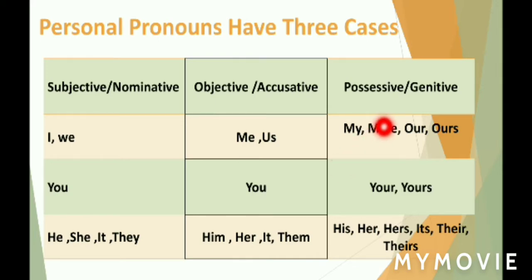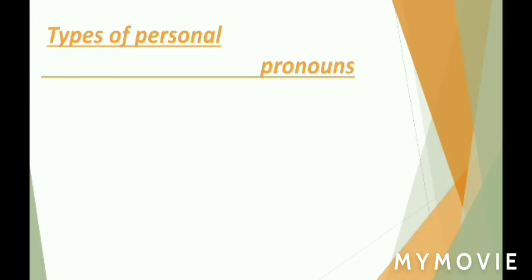Next case is possessive or genitive case. It shows possession, that's why it is called possessive. Like the first person, my, mine, our, ours. For second person, your, yours. And for third person, his, her, hers, its, their, and theirs. Let's deal with all these personal pronoun types separately.